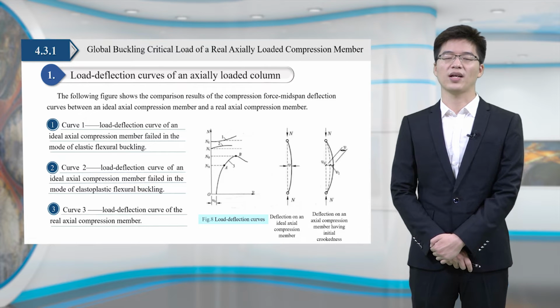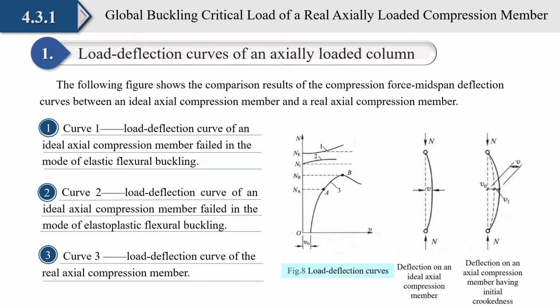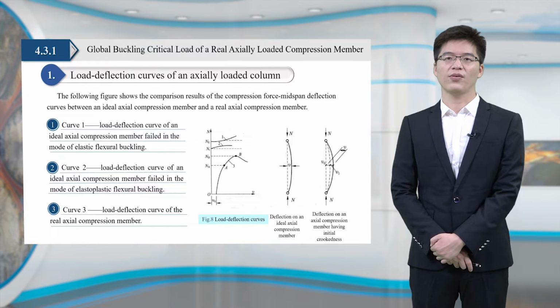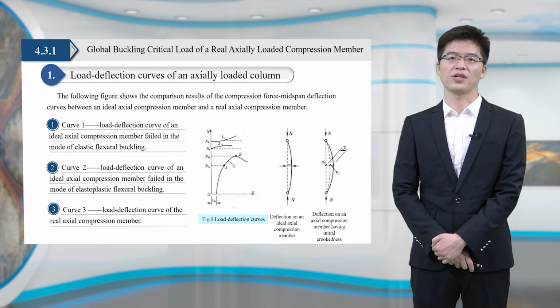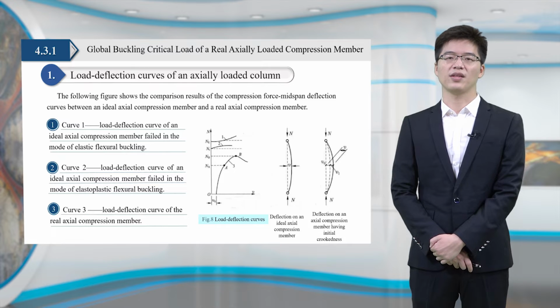Curve 2 is the load-deflection curve of an ideal axial compression member that fails in the mode of elastoplastic flexural buckling. In this curve, the critical elastoplastic flexural buckling load of the column can be determined according to the tangent modulus theory, with the critical load being Nt. Further, curve 3 is the load-deflection curve of the real axially loaded compression member. For such a case, it is necessary to determine the ultimate limit state of the member at the failure time first, then determine its critical buckling load.